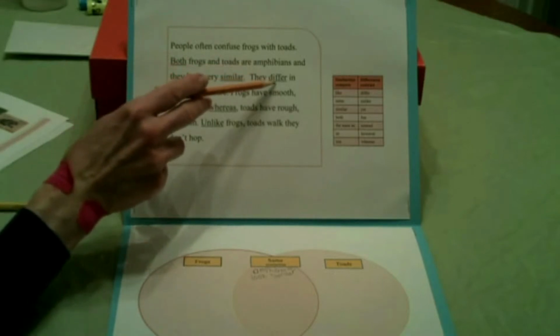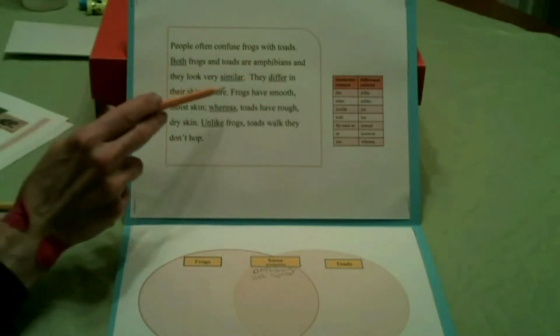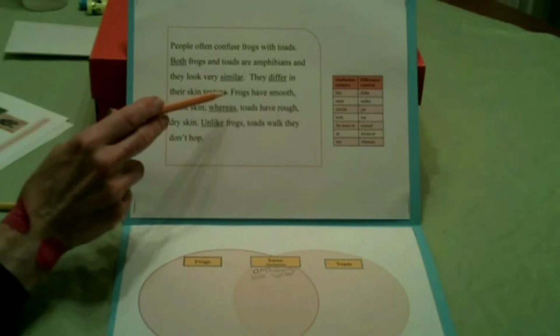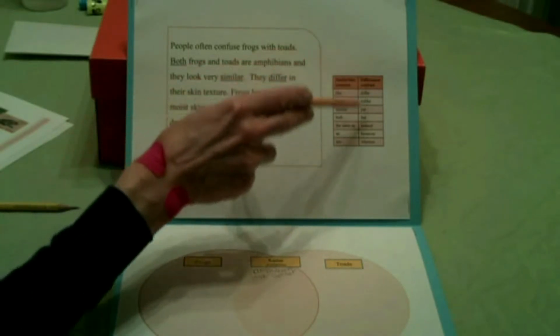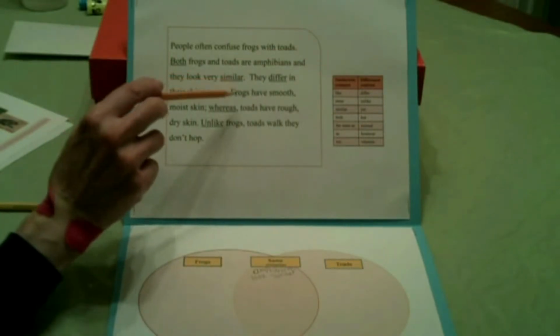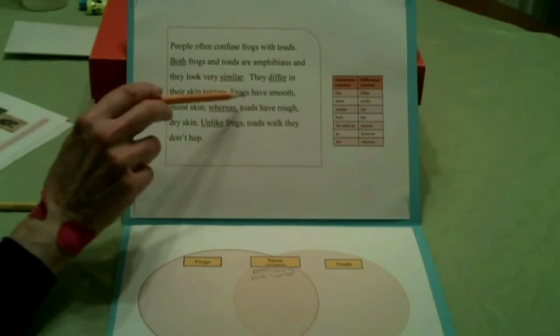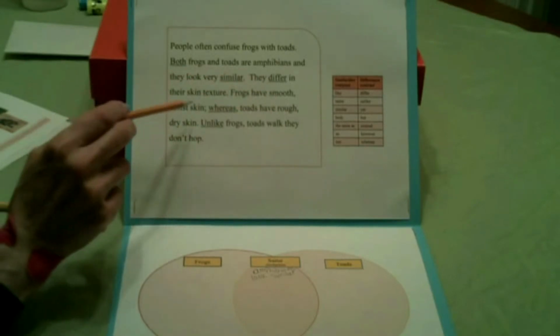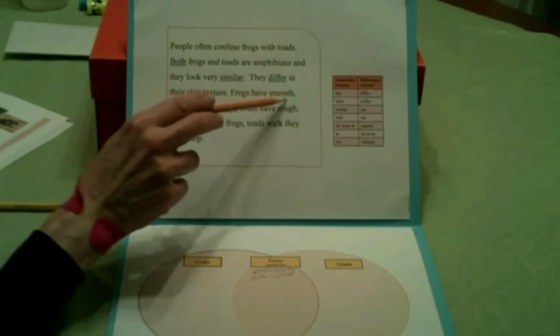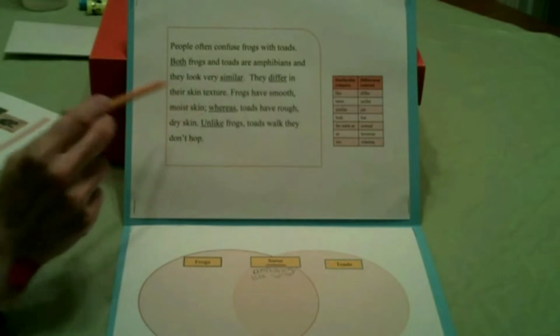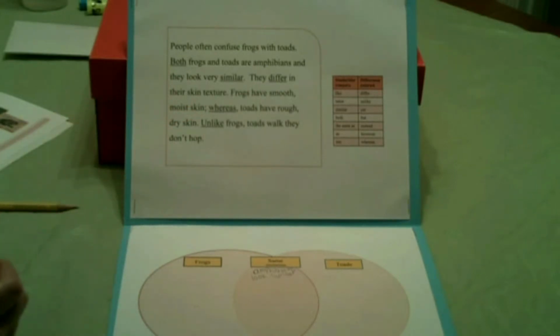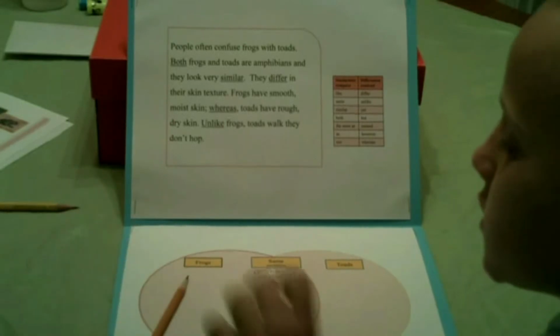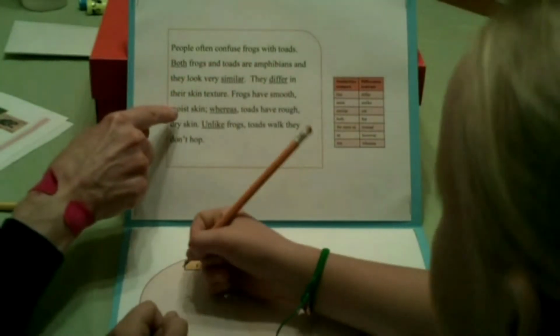Ooh, we have another underlined word. They differ in their skin texture. Wow, so differ is a clue word that says a contrast. So let's see what's different about them. So frogs have smooth, moist skin. So what do frogs have? Smooth, moist skin. So we could write smooth, moist skin under what category? Frogs or toads? Frog. Beautiful. Write it. Smooth, moist skin.